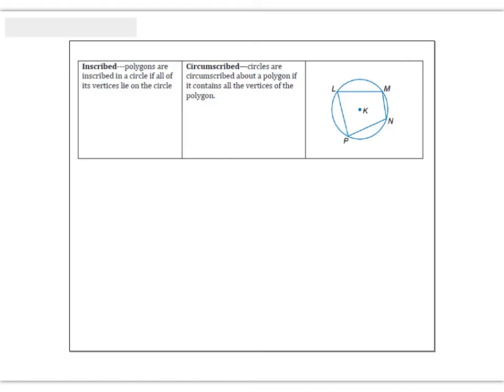Inscribed and circumscribed. So if a polygon is inscribed in something like a circle, it's going to be inside of it. So in this case, we have a quadrilateral and it is inscribed in the circle. Notice all the corners of the quadrilateral touch exactly on the circle. The circle, however, is circumscribed about the quadrilateral, which means it's on the outside of the quadrilateral. So inscribed means inside, circumscribed means outside.